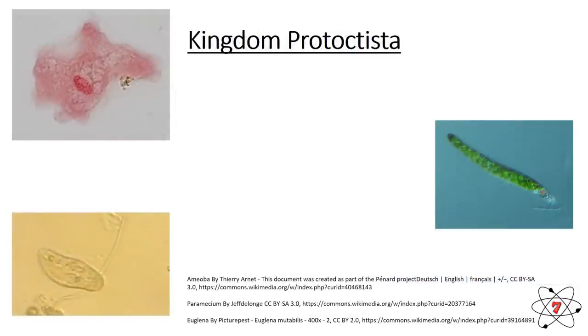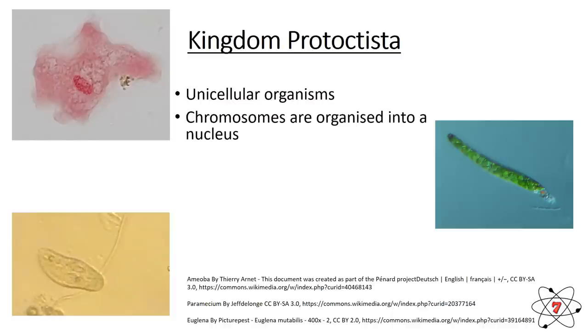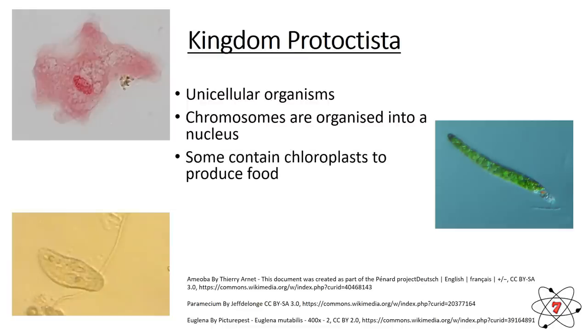Our next kingdom is Protocista. Protocista are fairly similar to Monera, in that they are unicellular organisms. They only have one cell in their body. The big difference between Protocista and Monera is that in Protocista, the chromosomes are found in the nucleus. This is the easiest way of telling the difference between the two. But Protocista also have other more advanced features.